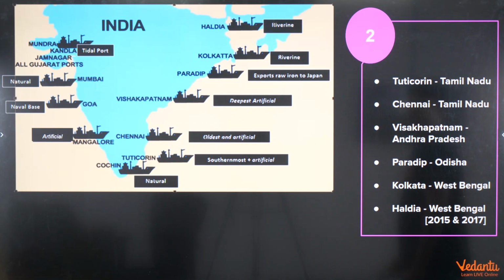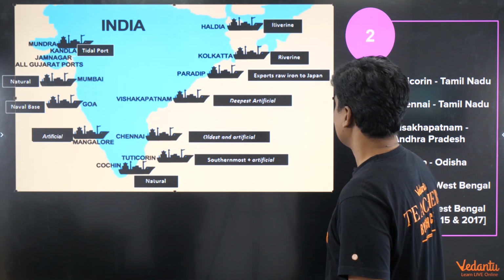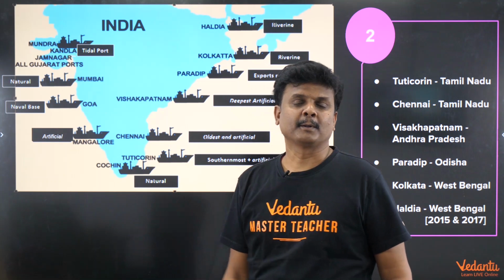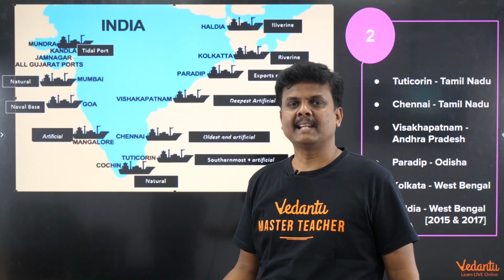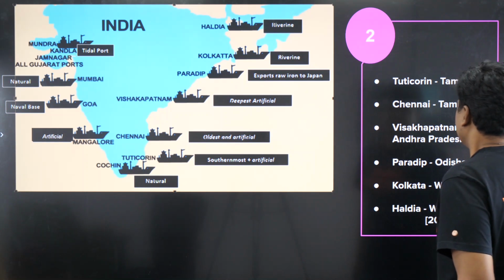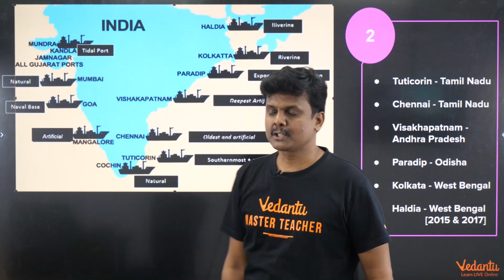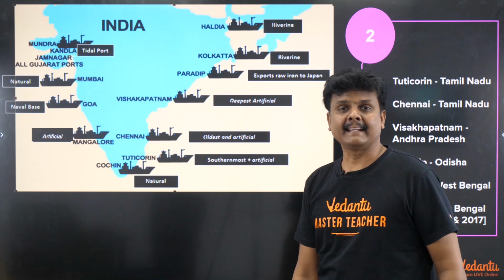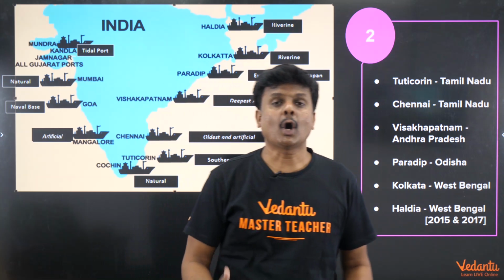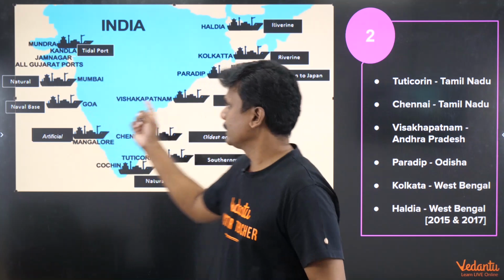So Tuticorin, Chennai, Vizag, or you call it Visakhapatnam. Visakhapatnam, Andhra Pradesh. Right, guys? It is the deepest artificial port. The sea level is so deep. The deepest artificial port, Visakhapatnam. Then Paradeep, Odisha. This port is known for exporting raw iron to Japan. Paradeep in Odisha. So the speciality is raw iron. Iron ore is exported to Japan from this port in Odisha.